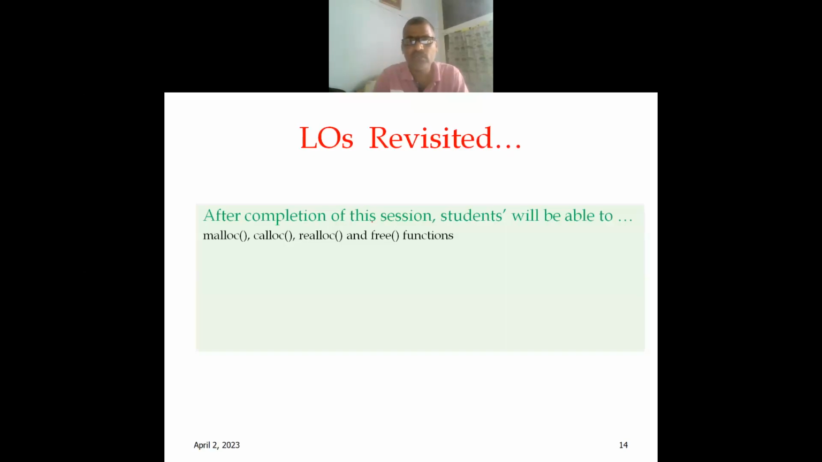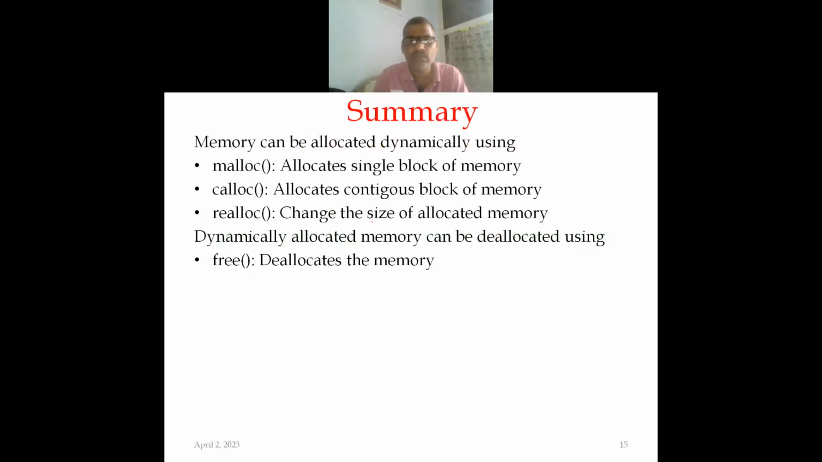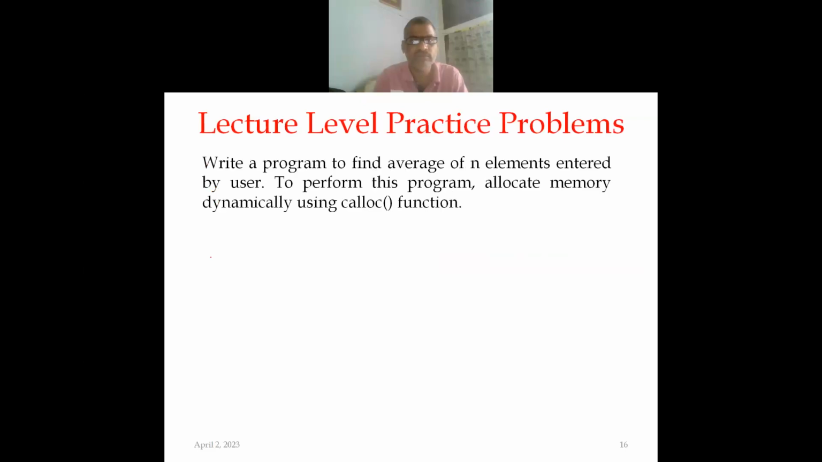Fine. So now the lecture outcomes are revisited here. After completion of this session, students will be able to make use of these DMA functions in writing programs. The summary of the session is that we discussed the different memory allocation functions, malloc, calloc, and realloc, and that dynamically allocated memory can be deallocated by making use of the free function. So these are the three memory allocation functions, malloc, calloc, and realloc, and free is the deallocation.